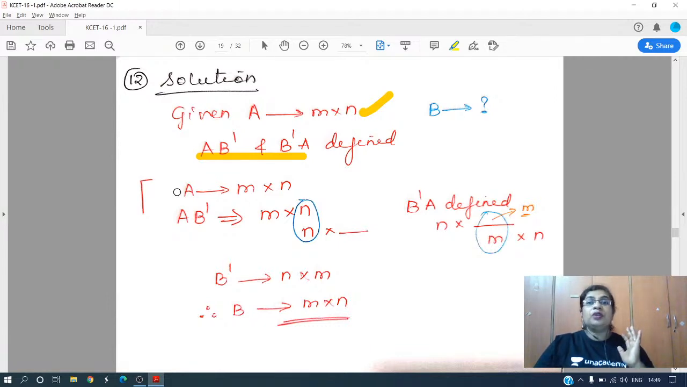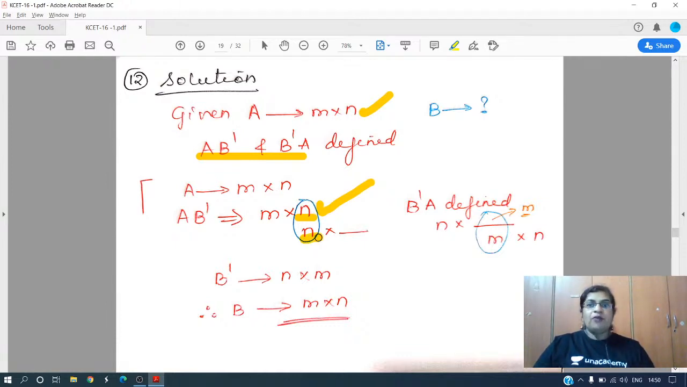Okay, that is one good thing they have done. A matrix is given. So A matrix, what is it? What is the order of A matrix? Isn't it M cross N? Yes, and they have told A B dash is defined. So that means if A has the column N, same will be the row of B dash, isn't it?